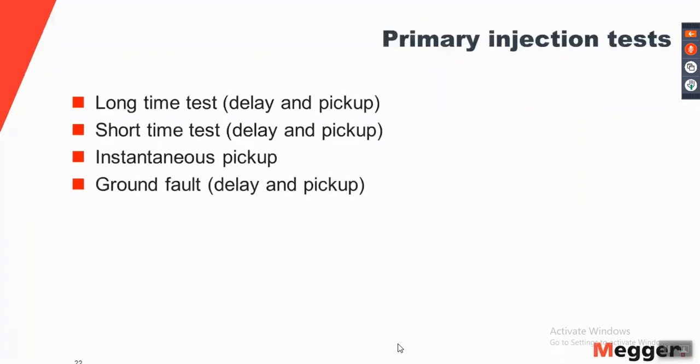There are four types of tests that are done as part of primary injection testing. There is the long time test, the short time test, the instantaneous pickup, and the ground fault. Let's talk about each of them. So you have the long time test.